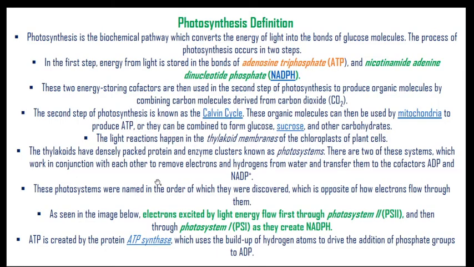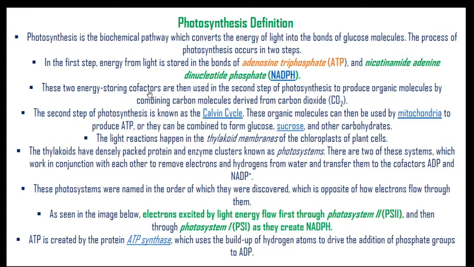photosynthesis. So photosynthesis is a biochemical pathway that converts the energy of light into the bonds of glucose molecules. This photosynthesis occurs in two steps. In the first step, energy from light is stored in the bonds of adenosine triphosphate, meaning ATP, and nicotinamide adenine dinucleotide phosphate, meaning NADPH.